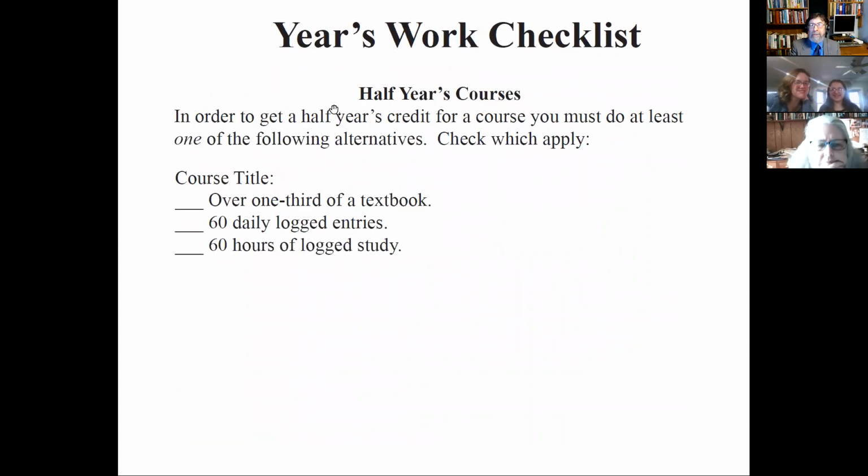Half year course would be 60 daily logged entries or 60 hours. So let's say they only get up to 60 hours of practicing piano, then they only get a half year credit. If they get up to 120, full year. What would be better discipline than to keep track of even a calendar? Check it when you actually practiced.